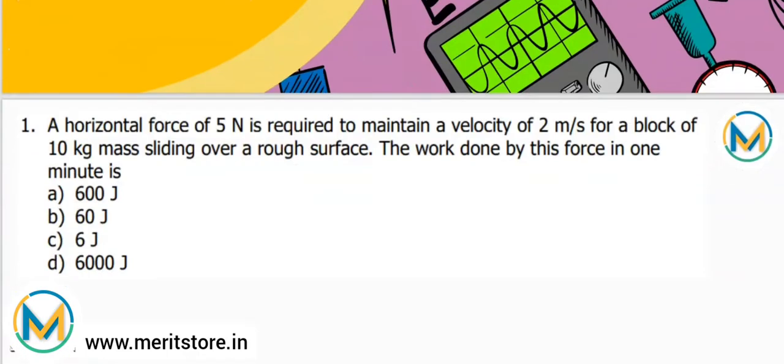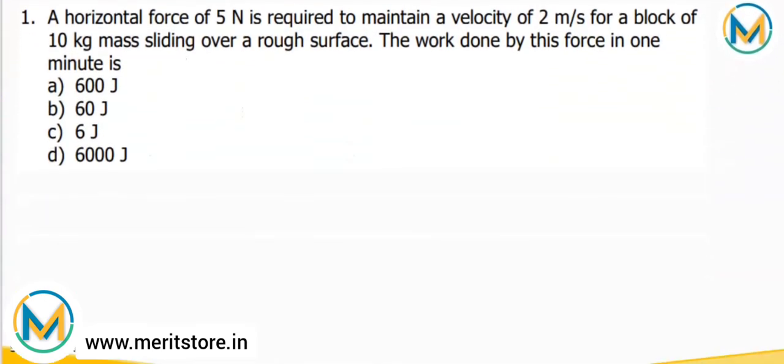First question: a horizontal force of 5 Newton is required to maintain a velocity of 2 meter per second for a block of 10 kg mass gliding over a rough surface. The work done by this force in 1 minute is what? So we are supposed to find out the work done.